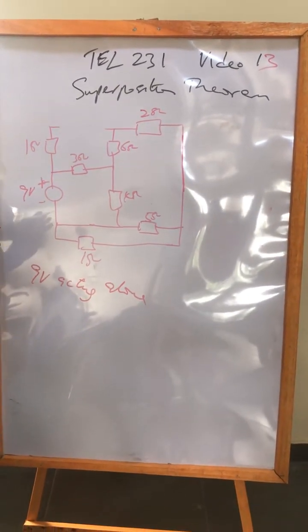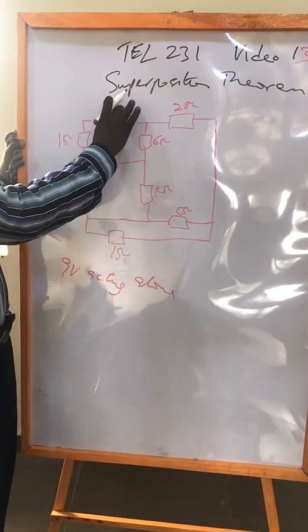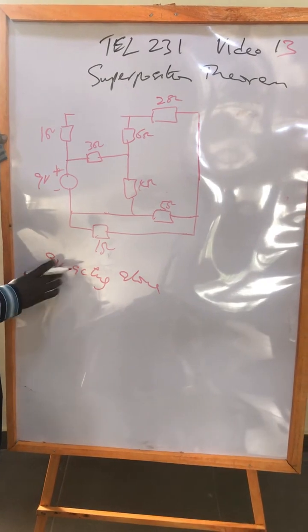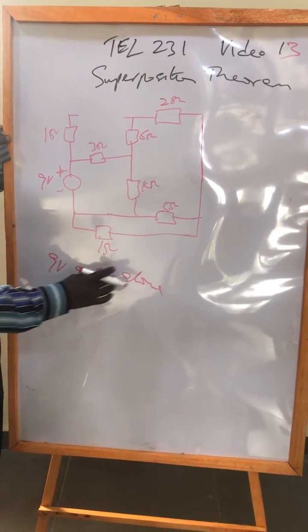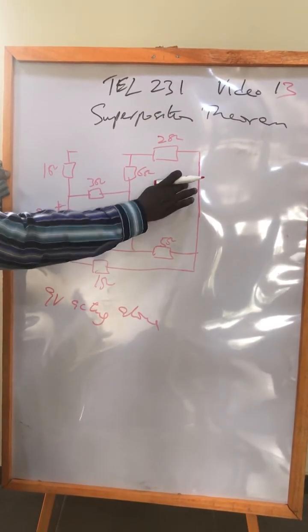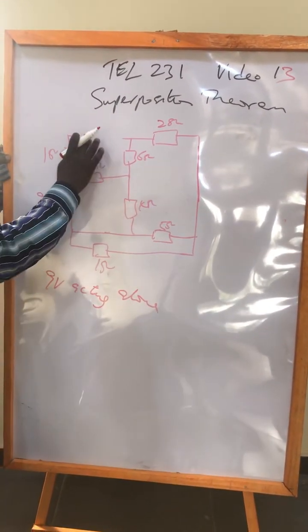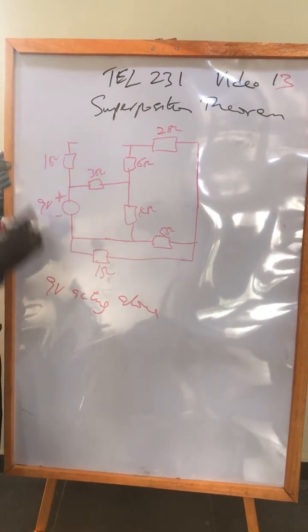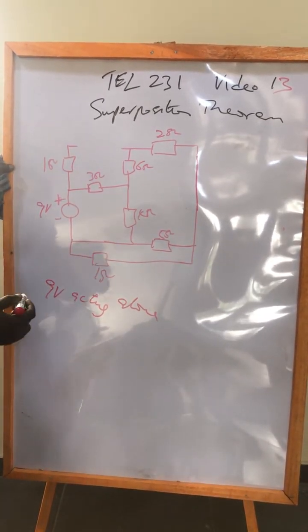So this is our first circuit. From the circuit you were given before, we are going to draw another circuit such that 9 volts is acting alone. So we have removed the 7 volts, we short circuited it, and we removed the 5 ampere source, we open circuited it. Now, let's solve this problem.